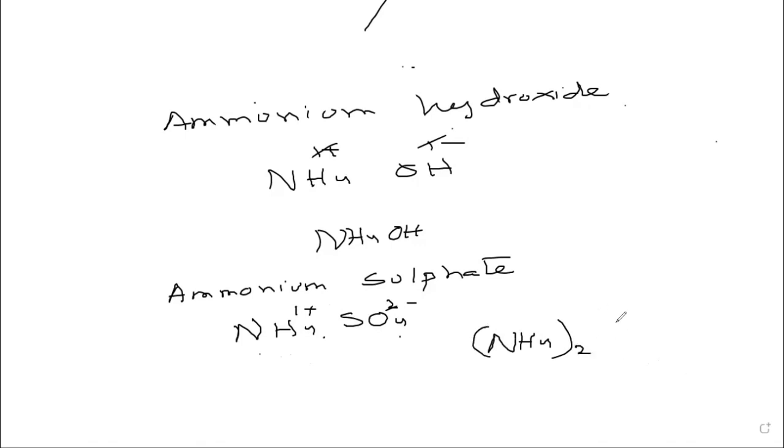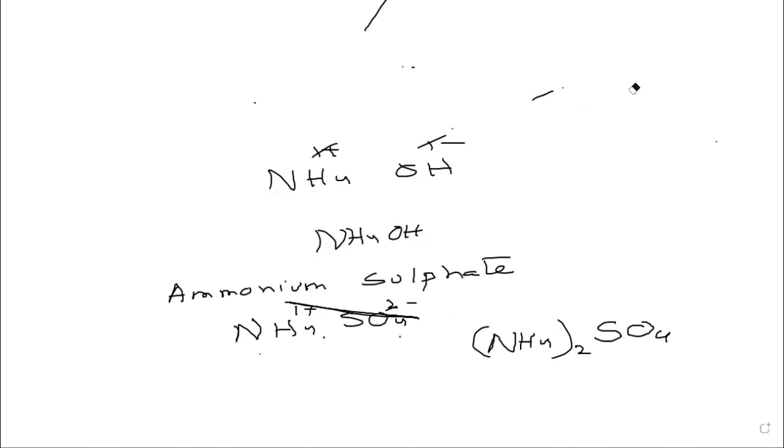Without the bracket, if you write 2, it looks like it is 42. So the balanced formula is (NH4)2SO4. 1 is coming with SO4. Whenever 1 is coming with anything after crisscrossing, do not mention 1. Nothing means 1. I hope you people are understanding.